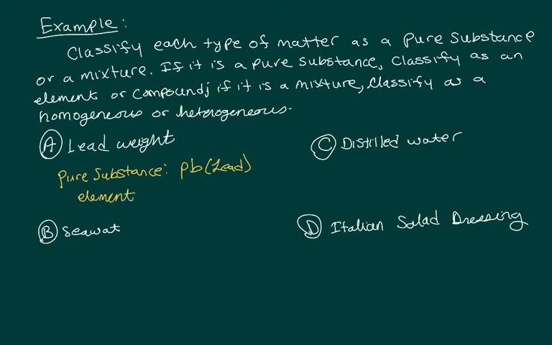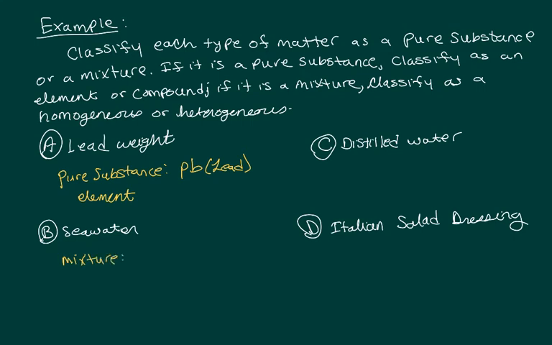Now for seawater, is seawater made up of one type of thing, or a mixture of things, more than one substance? Well, I would say it has more than one substance in it. Seawater can have salt, water, minerals, and other things. So I'm going to say mixture.